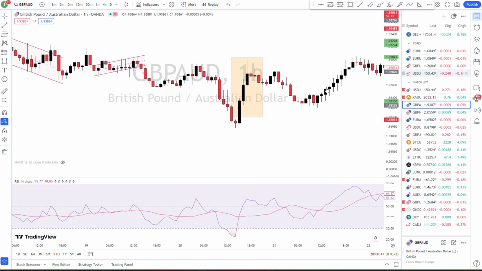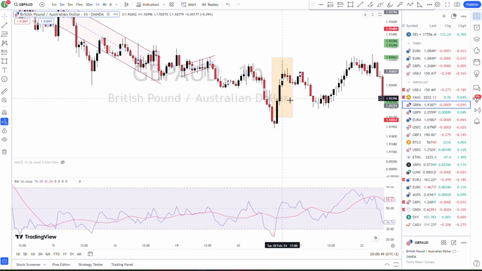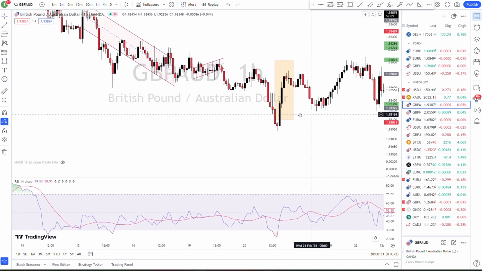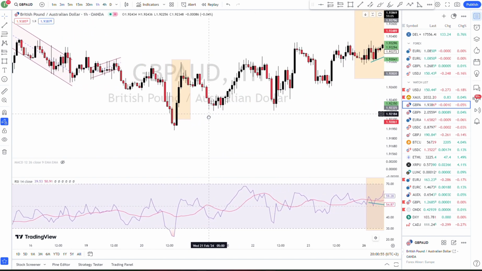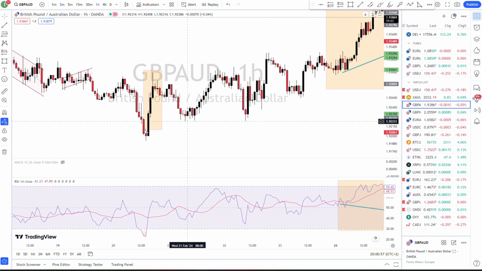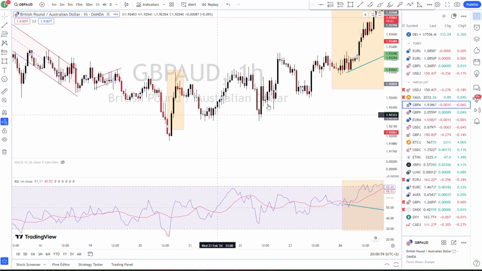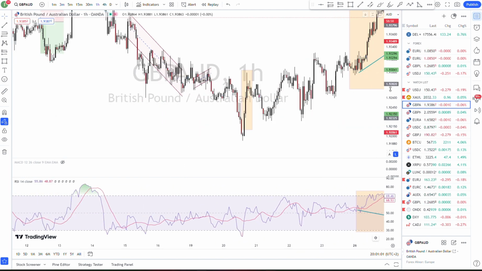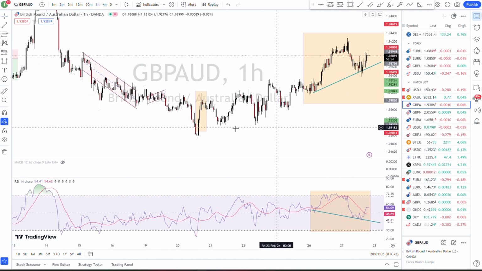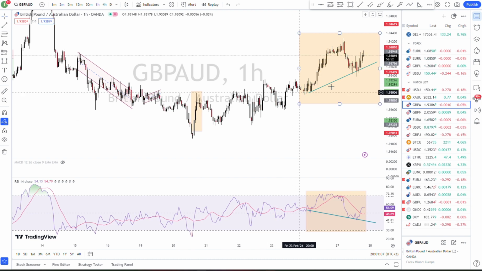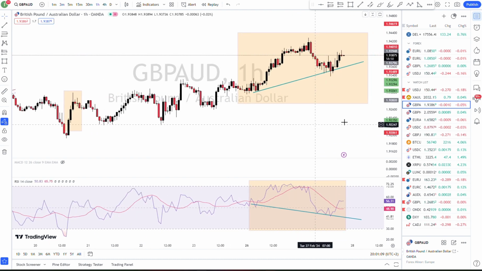So as you can see, after these three black crows, we have a big risk to reward trade if you are a long-term trader, and still we are here on that uptrend. But it can change to be a downtrend according to this RSI divergence.